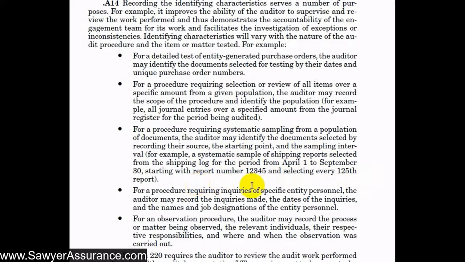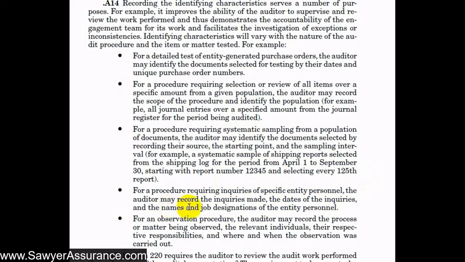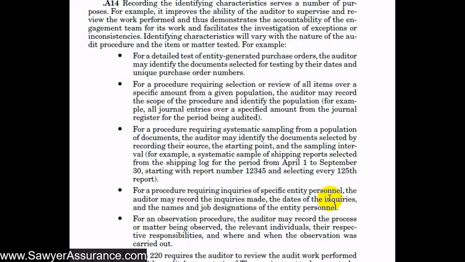If we're performing some inquiries of entity personnel, we might record the inquiries that we made by saying the date and the name of whom and their job title and what we discussed with that person. So that would identify the procedures that we did and the identifying characteristics. And finally, if we're doing an observation procedure, we might record the process that we observed, the people that were involved and their responsibilities, and also where and when the observation took place.